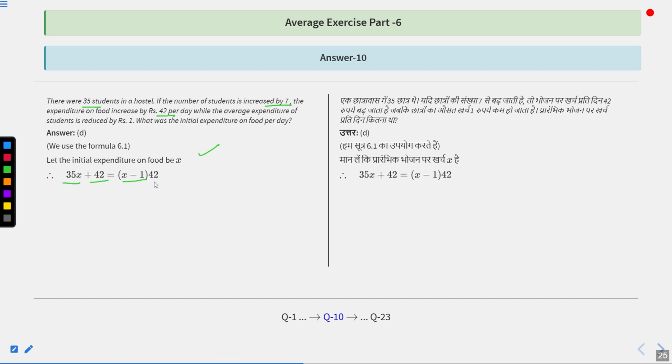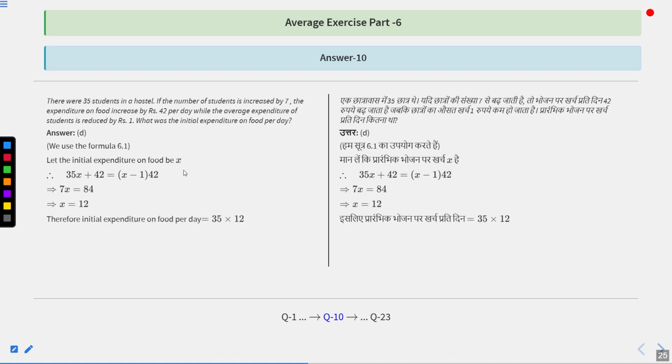Now multiplying by 42, because before there were 35 students and 7 are added, so the total number of students becomes 42. So when we calculate it, we get the value of X, which is 12. So the initial expenditure on food is 12 rupees. Clear? So the initial expenditure per day is 12 into 35, which becomes 420 rupees. So D is the correct answer.